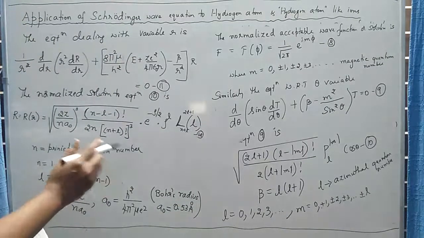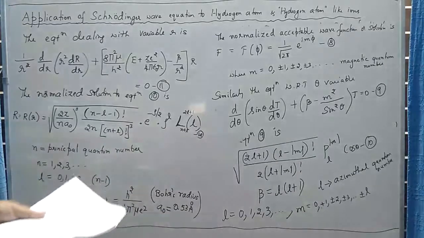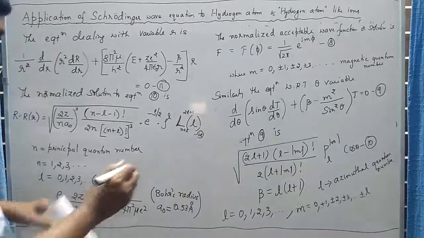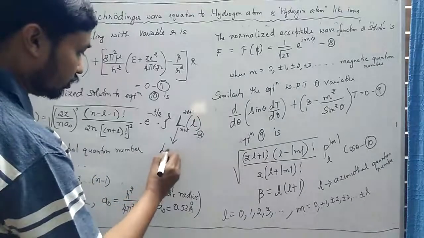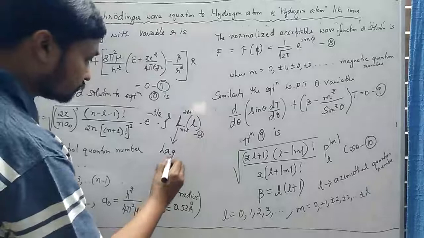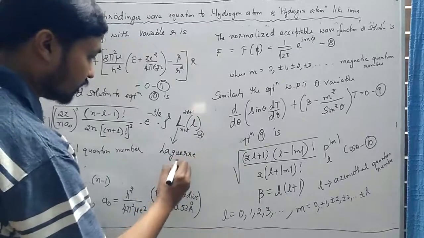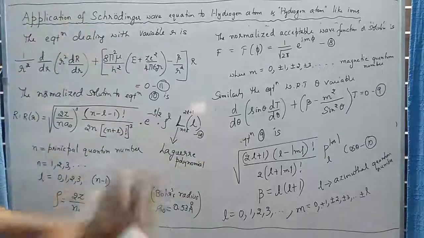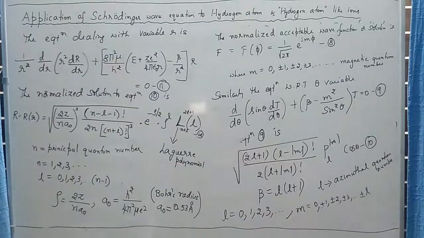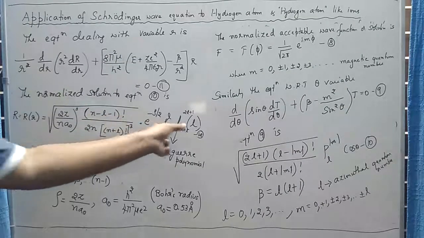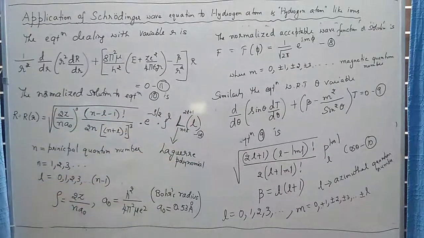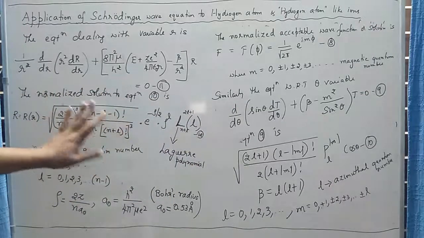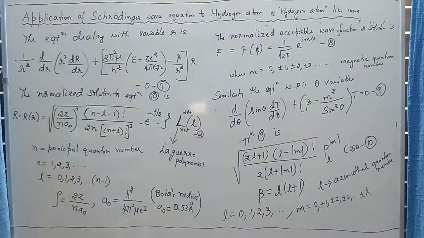And this symbol L is a polynomial called the Laguerre polynomial. Again, the expression for that polynomial is out of scope of our discussion. Just remember that this is a mathematical polynomial called the Laguerre polynomial. So equation number 12 is the acceptable and normalized solution, or the expression for the wave function containing variable r.